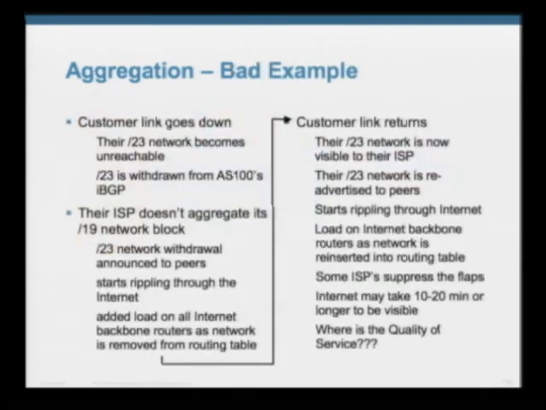Okay, so what happens in reality? Customer link goes down, the /23 is unreachable, and it's withdrawn from the IBGP. The ISP doesn't aggregate at all, so the withdrawal message goes out to all other 35,000 autonomous systems, or whoever's got a full BGP table, and they all see the withdrawal. That's load on the backbone routers, and that was the intention of flap damping in the early to mid-90s, to stop this sort of thing happening. Customer link returns, the /23 network is now visible, re-advertised to peers, and propagates to the internet.